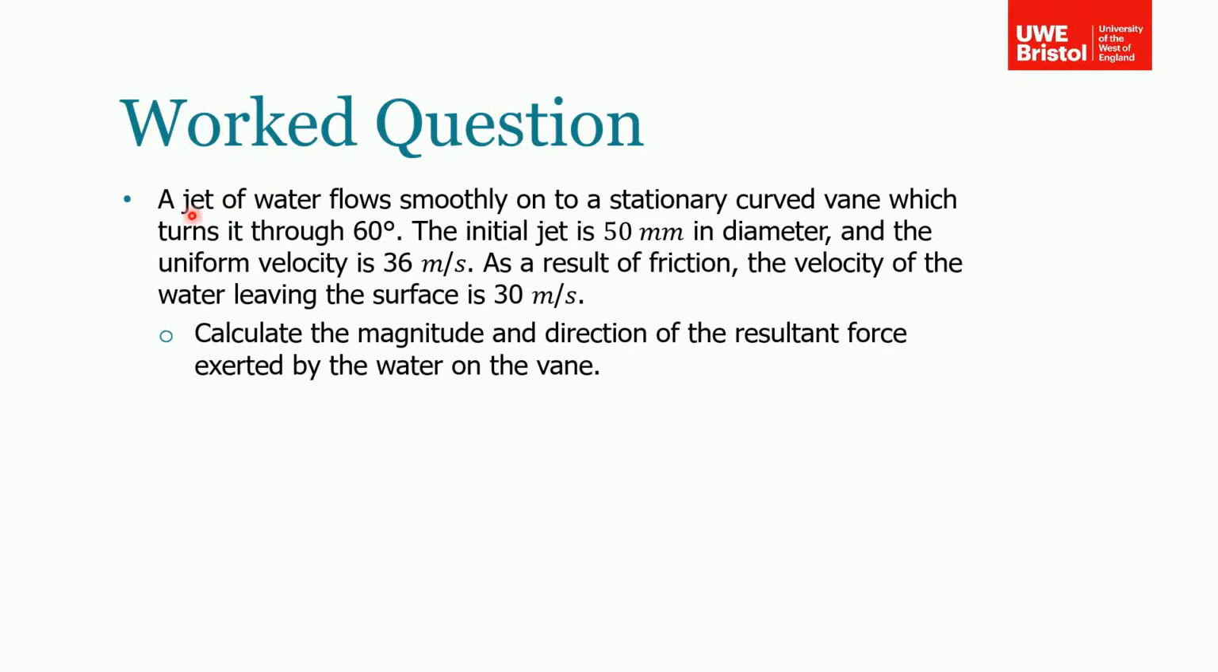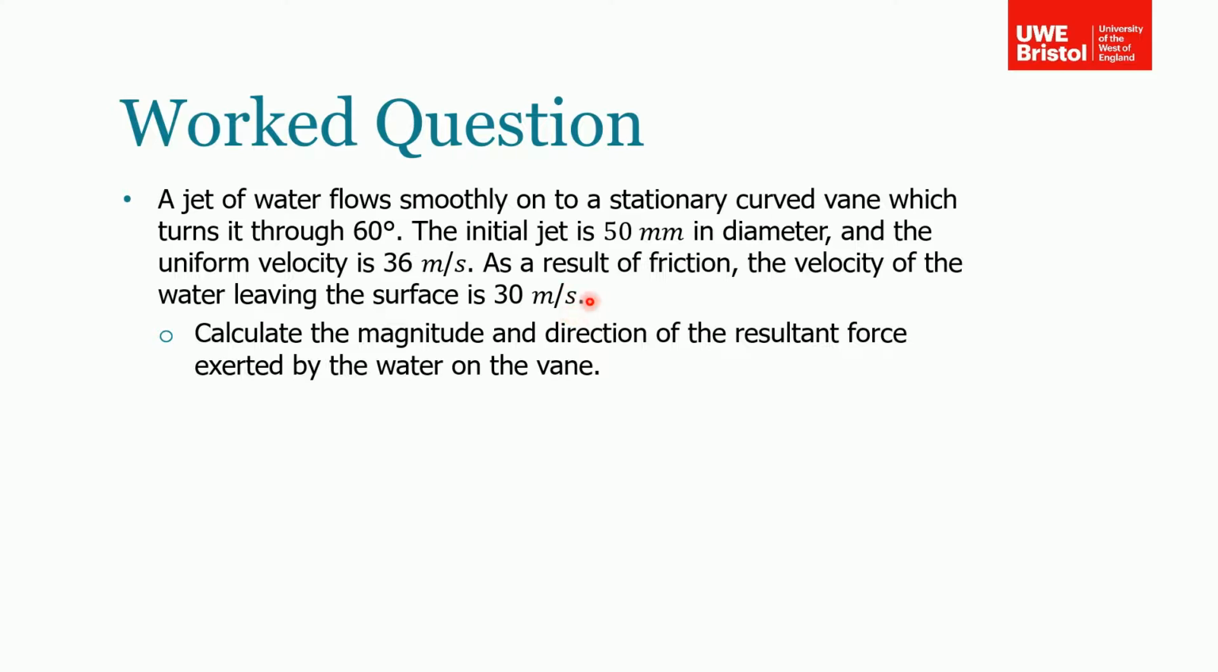In this question, we're told that a jet of water flows smoothly around a curved vane, which turns it through 60 degrees. We're told the initial jet is 50 millimeters in diameter and has a velocity of 36 meters per second. And as a result of friction, the water leaving the surface is 30 meters per second.